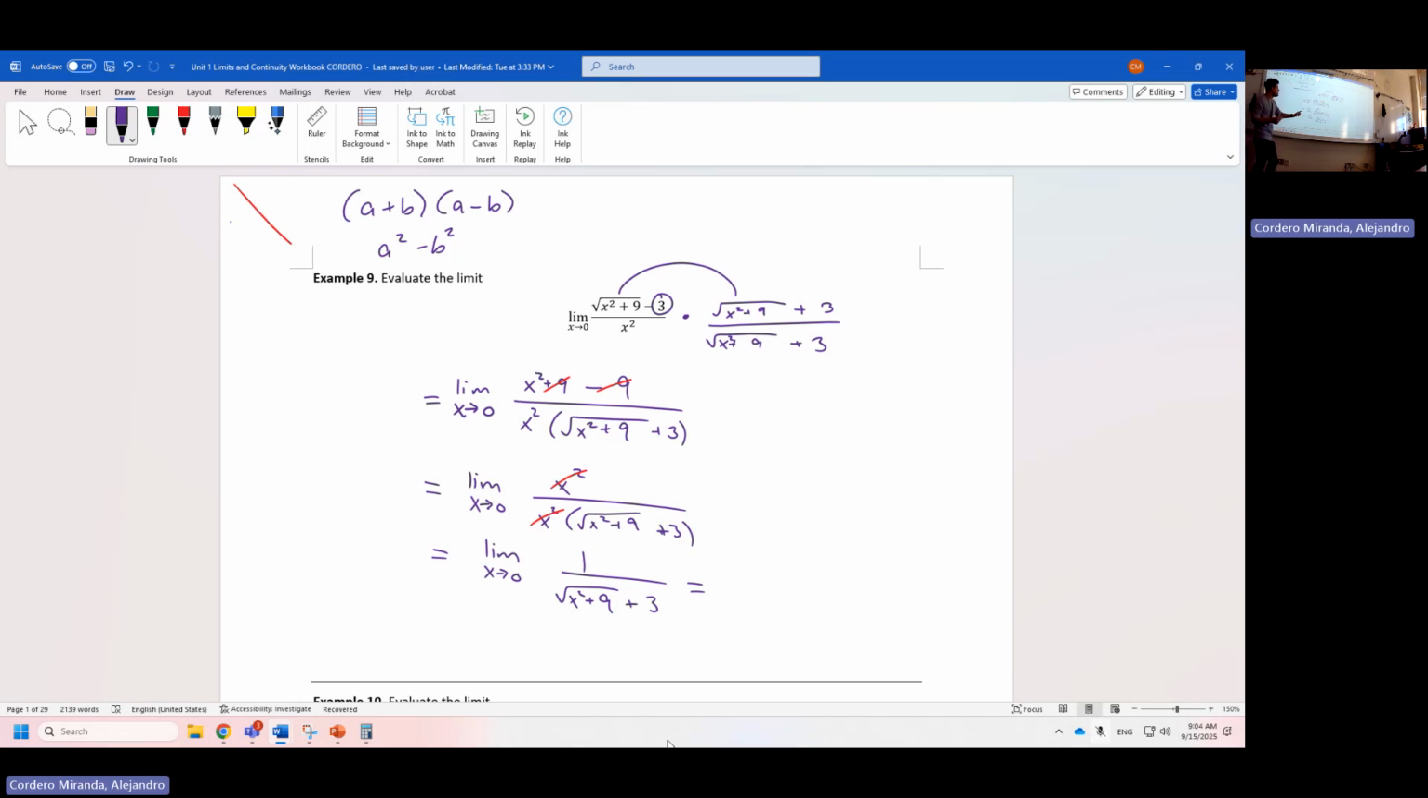And now there's no worries. If I plug in 0, I don't get a 0 on the bottom. I just get 1 over the square root of 0 squared plus 9, plus 3. And this will just turn out to be the square root of 9, which is 3. So 3 plus 3, so 1 over 6.